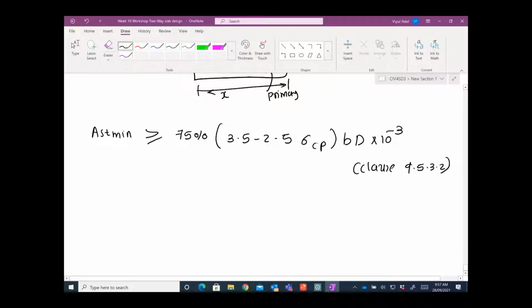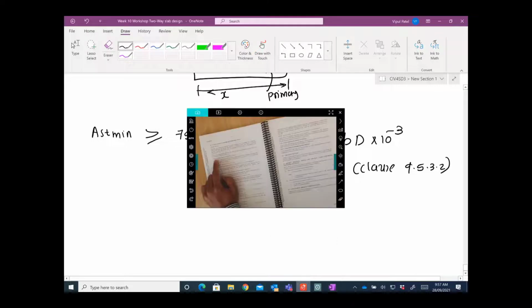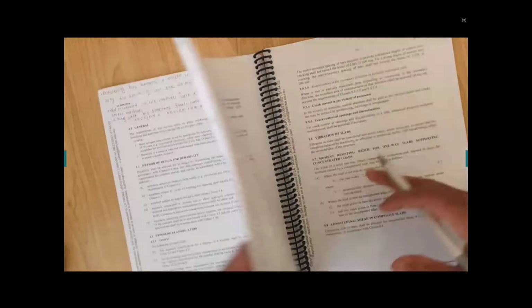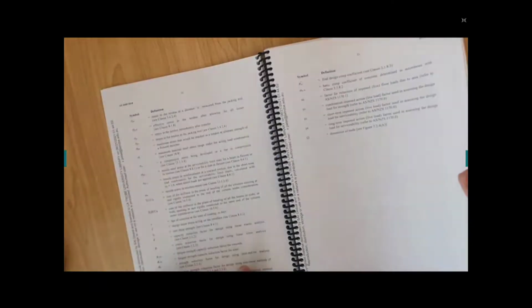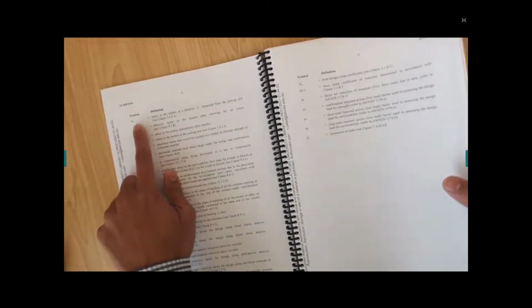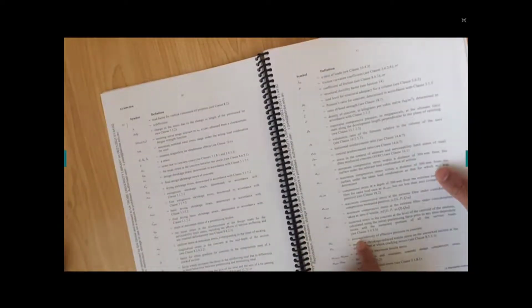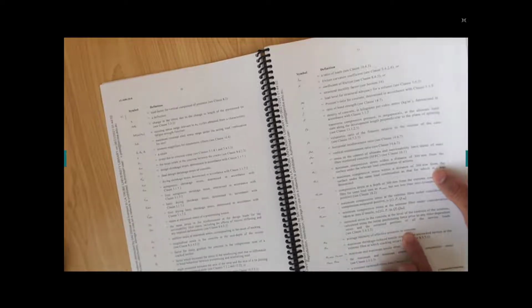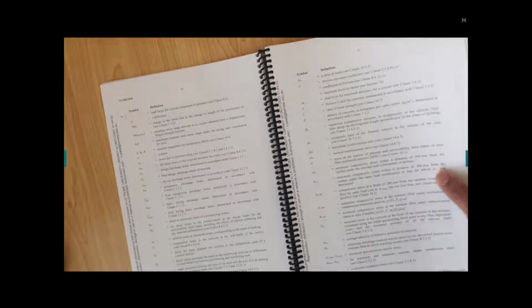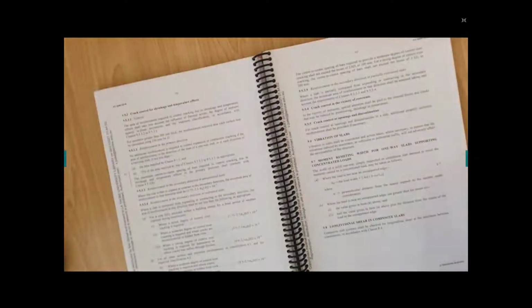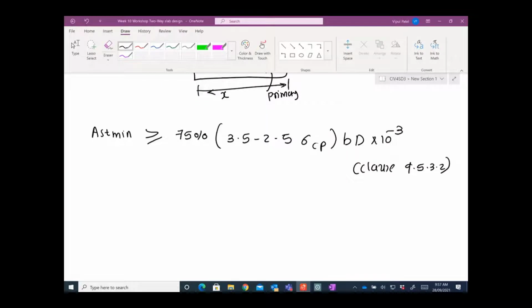9.5.3.2. All right. Now sigma CP, the story of sigma CP is if you come back here, sigma CP, alphabetical order, sigma CP is the average intensity of effective pre-stress in the concrete. We don't do the pre-stress here. Pre-stress we do not cover in this course. So sigma CP is 0. So AST minimum is 75%. You can just divide by 100.